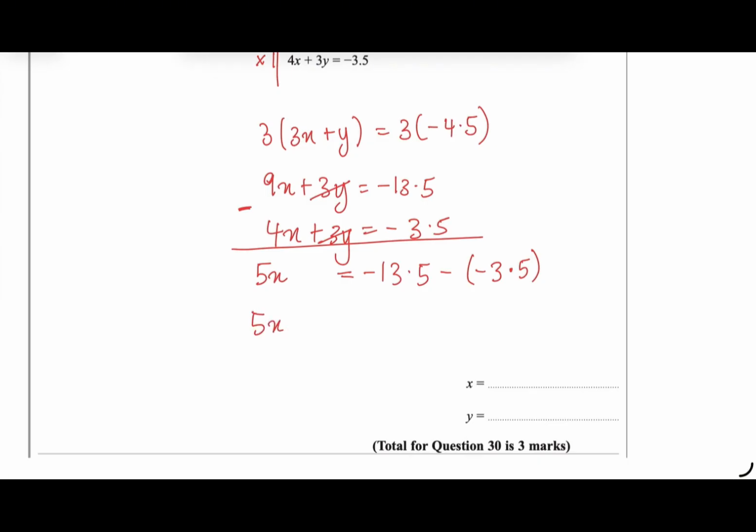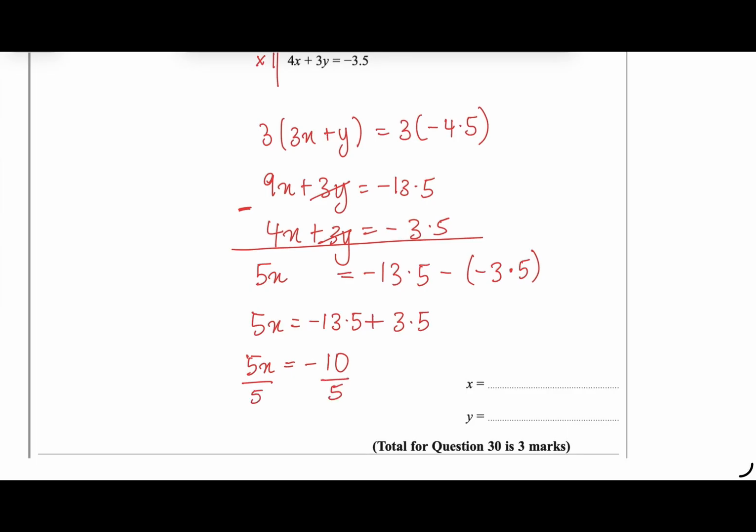So 5x equals negative 13.5. Negative times negative is plus 3.5. So 5x equals negative 10. Divide both sides by 5, and x equals negative 2.